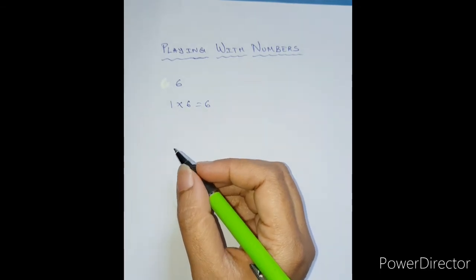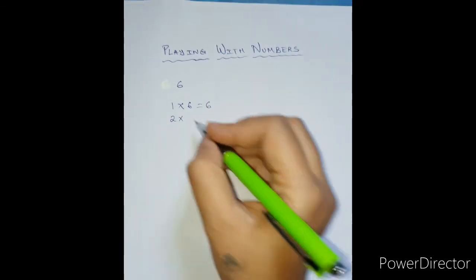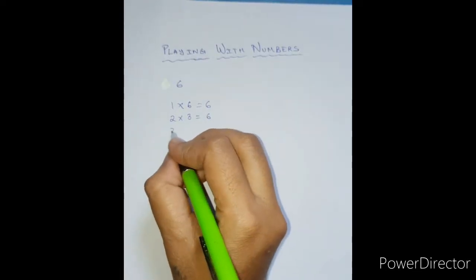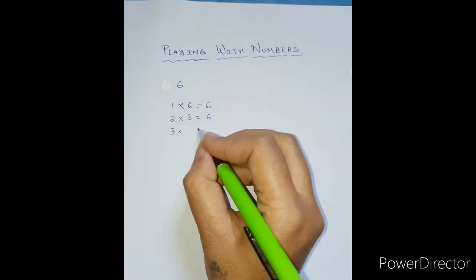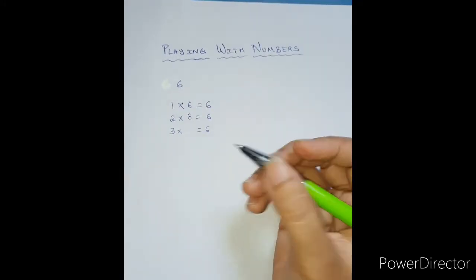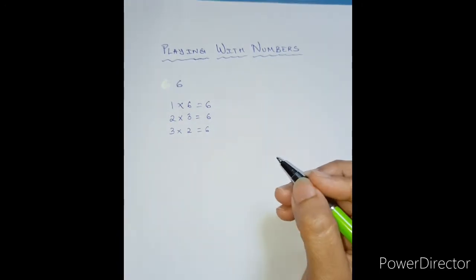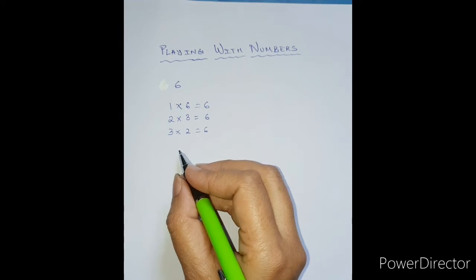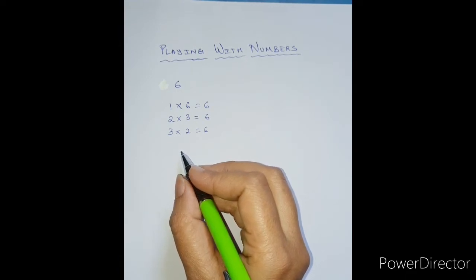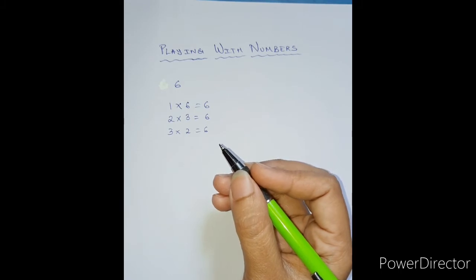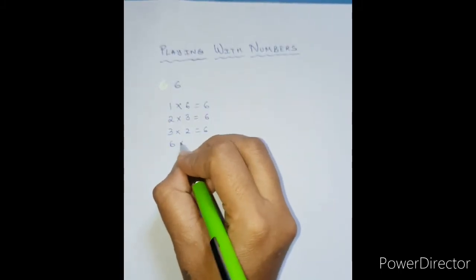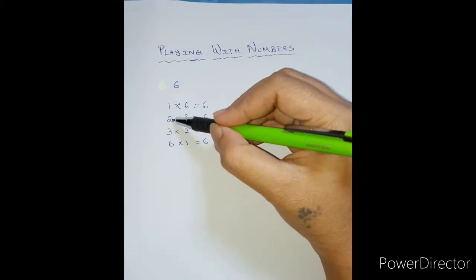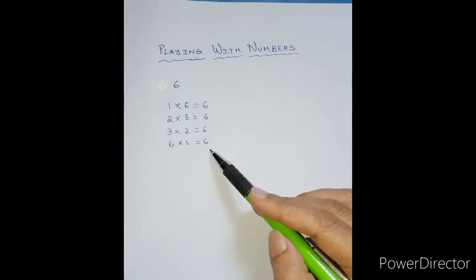Table of 2. Does it have 6 in it? Yes. 2 3s gives you 6. Which is the next table? 3. 3, how many times will give you 6? Is it giving 6? Yes. 3 2s gives us 6. Then 4, table of 4, no. 5, 5 ones are 5, 5 twos are 10, no 6 in it. 6 ones are 6, yes. So, see, we have 1, 2, 3, 4 tables which have 6 in them.